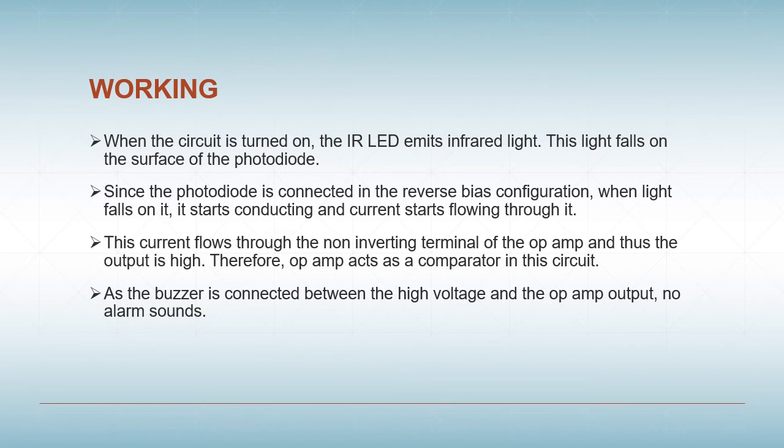Since the photodiode is connected in the reverse bias configuration, when light falls on it, it starts conducting and current starts flowing through it. This current flows through the non-inverting terminal of the op-amp and thus the output is high. Therefore, the op-amp acts as a comparator in this circuit. As the buzzer is connected between high voltage and the op-amp output, no alarm sounds.